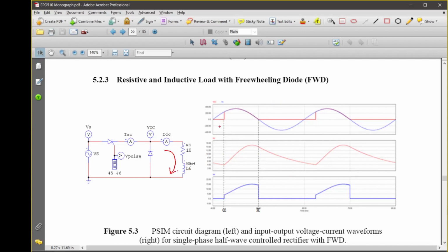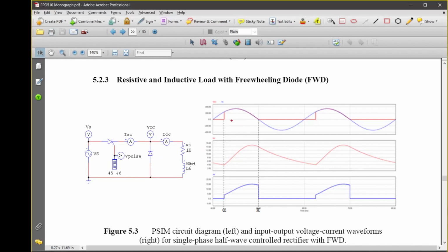Okay, so in the positive half cycle, we see that this is forward bias, and it waits until alpha to be turned on. During the positive half cycle, this diode is also reverse biased. With reverse bias across the diode, it appears as an open circuit, and we see that the current, in this case, is continuous, right?